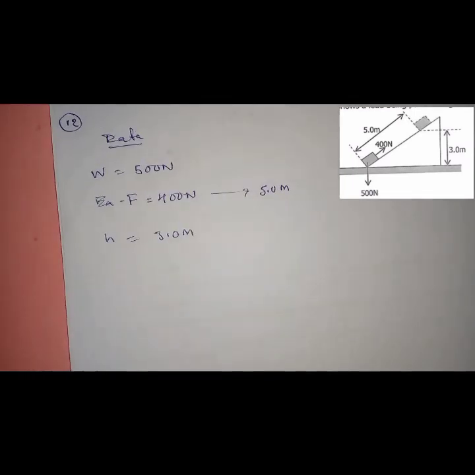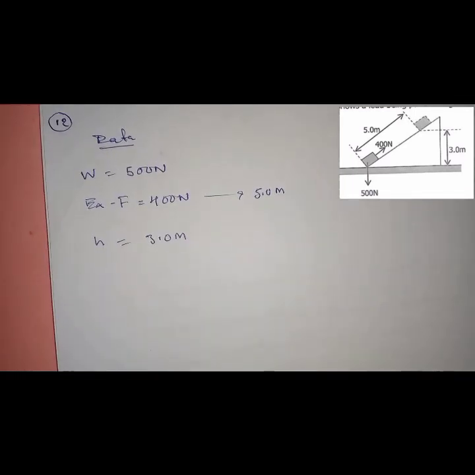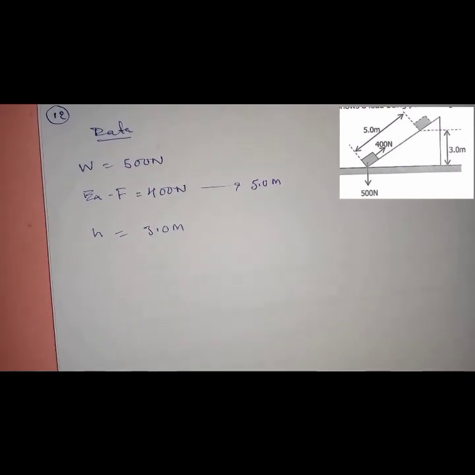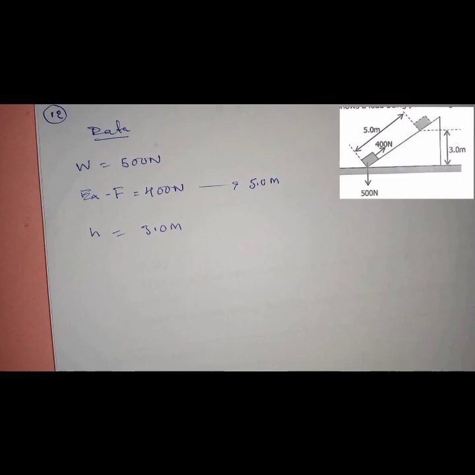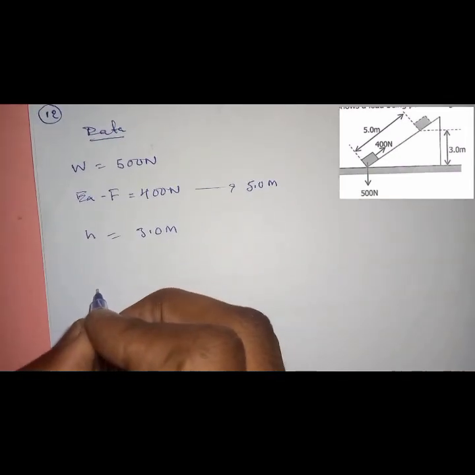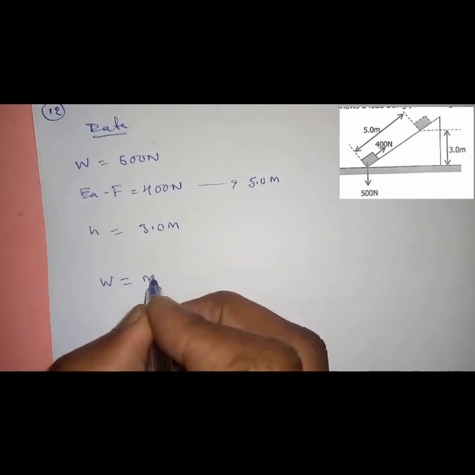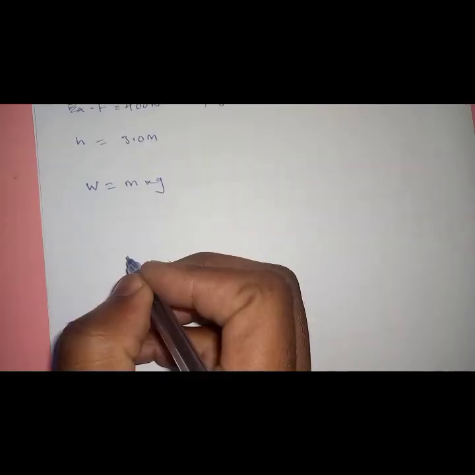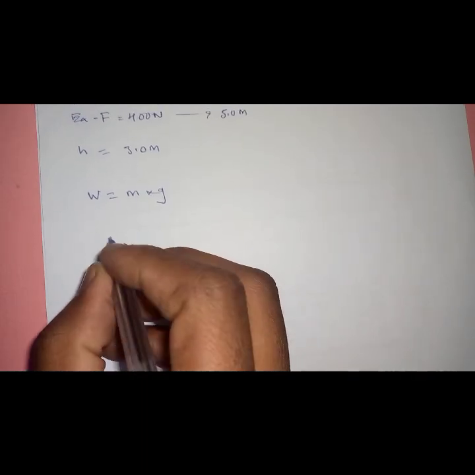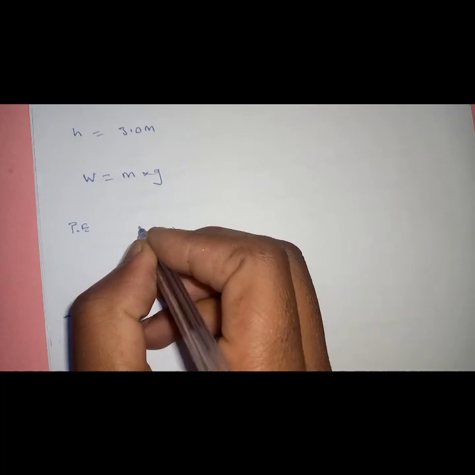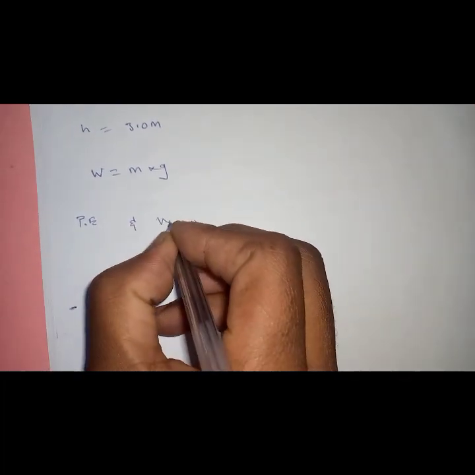So let's study that diagram properly. We can see that this 500 newtons is actually the weight. Before we go any further, I would love to remind you that weight is equal to mass times acceleration due to gravity. According to the question, we're asked to calculate the potential energy and the work done.